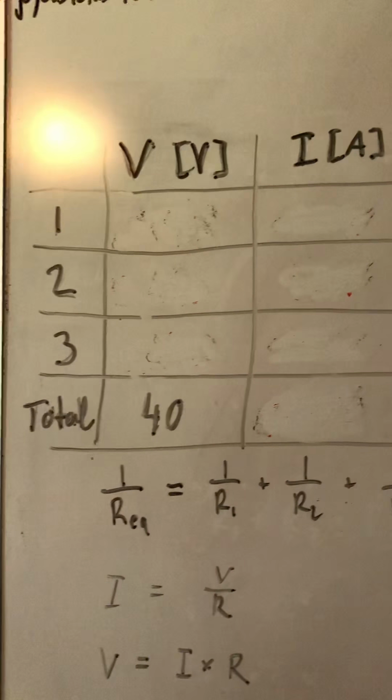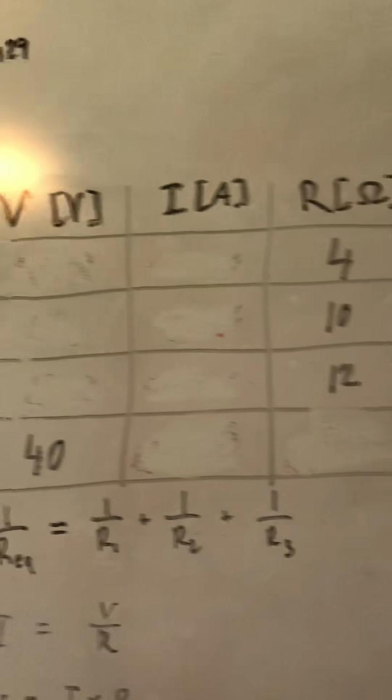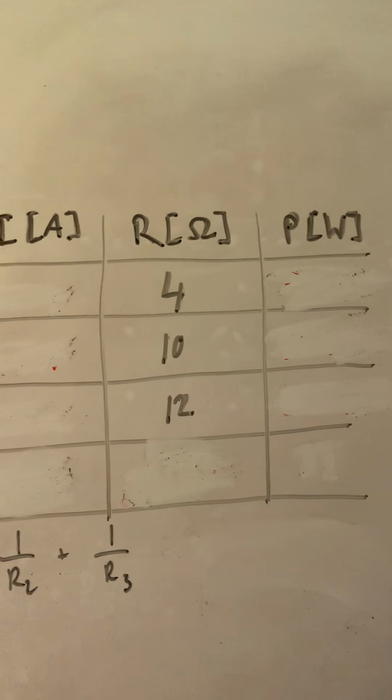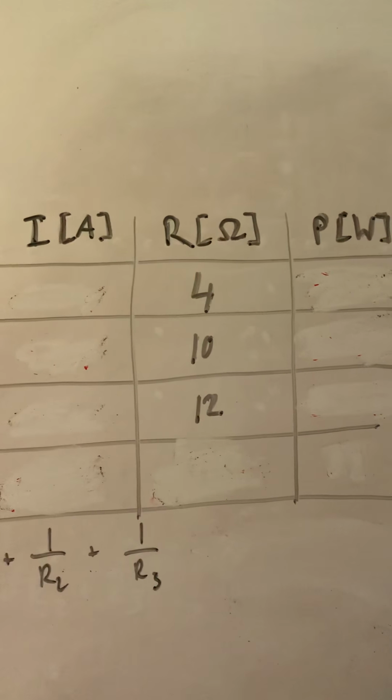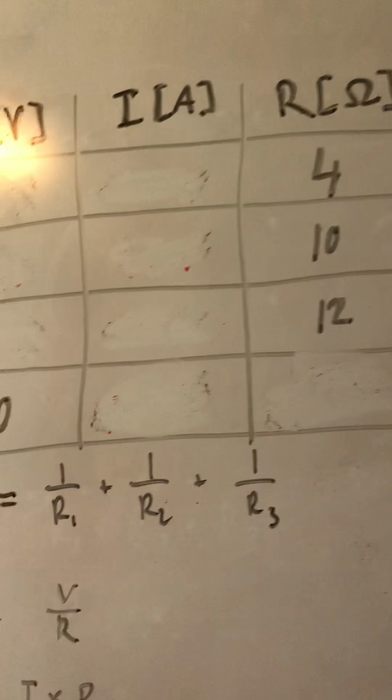Here's our chart. We have a given total voltage across the battery of 40 volts. We don't have any currents. And we are given that the resistors have values of 4, 10, and 12 ohms respectively. Again, we need 2 variables to calculate the third one.